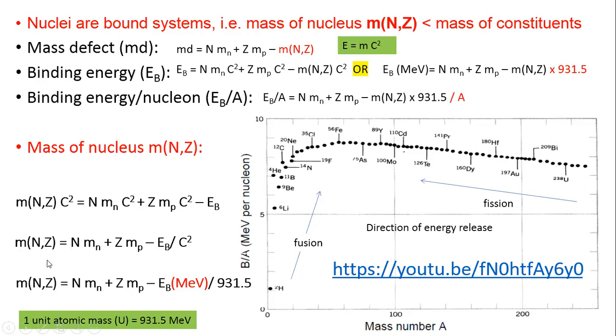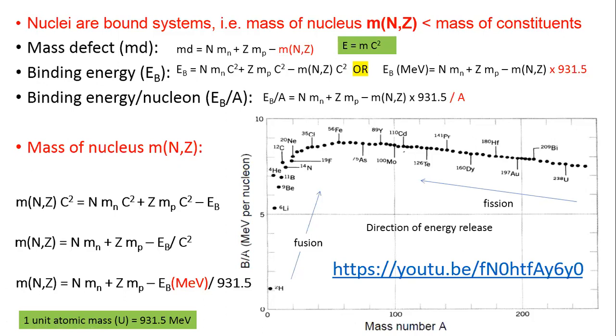And again, dividing c square by the whole equation, this will become E_B over c square, and there is no need to use the detailed calculation again by using this conversion unit. You just divide by 931.5, so this energy is converted into the atomic mass unit. So this is the mass of the neutrons and protons minus this one, and will give you the mass of the nucleus.